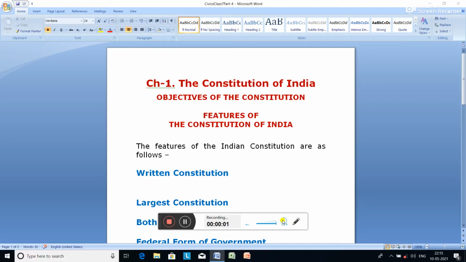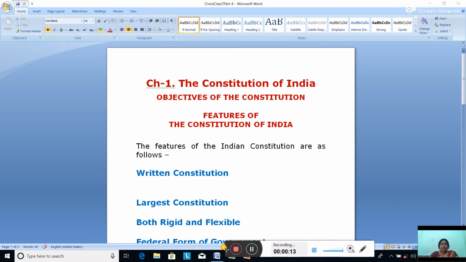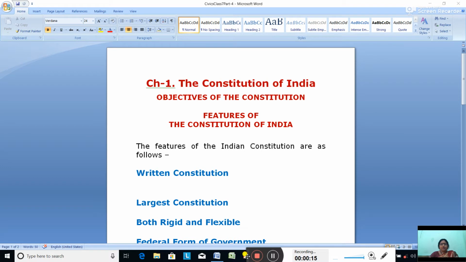Hello children, standard 7. We have completed the objectives of the constitution. This is completed in the class. In today's class, we are going to start with the features of the constitution. Okay, features of the constitution of India.